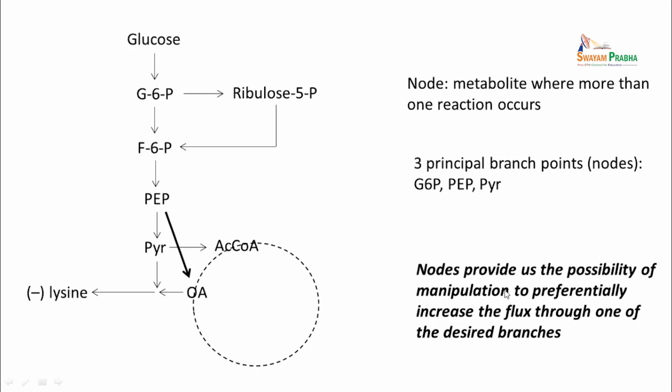Nodes provide us the possibility of manipulation to preferentially increase the flux through one of the desired branches. Suppose we want the flux to go here to L-lysine, and this is one of the places where a possibility exists to channel the flux more here by some means compared to the flux here. That is what is going to increase L-lysine production, right? So that is why we look at these nodes, the branch points.